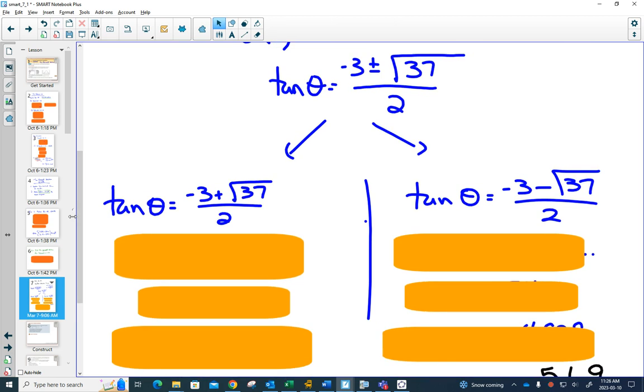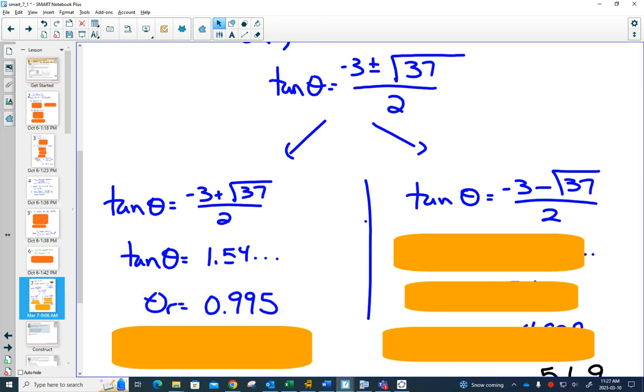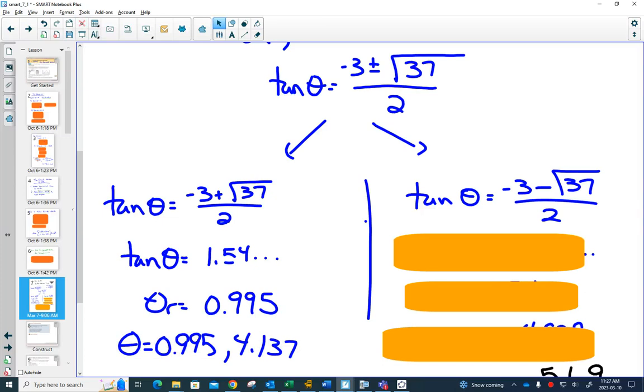I take this number, I would type it in my calculator just to see what it's equal to. So typing it into my calculator, I got 1.54 when I type that fraction in. That, I can now do tan inverse of that to find my reference angle, which is 0.995. And once we have our reference angle, tan is positive in quadrant 1 and quadrant 3. So we can find our answers using our calculator in quadrant 1 and in quadrant 3.